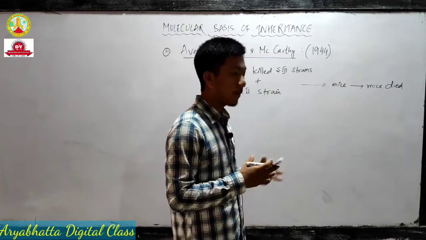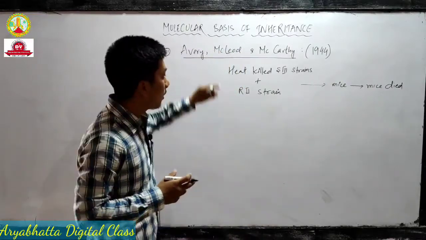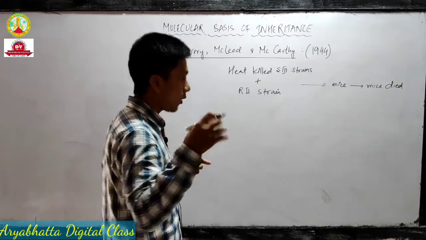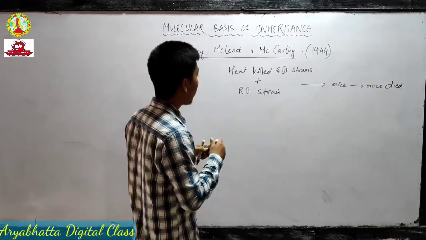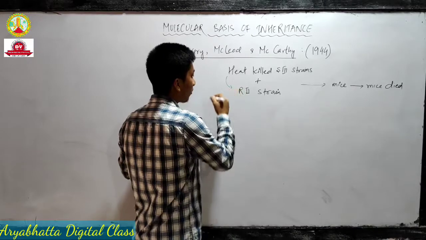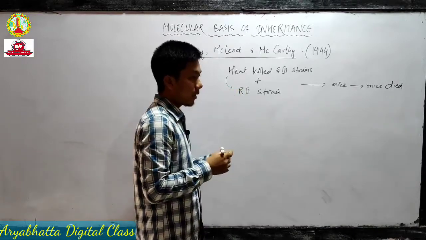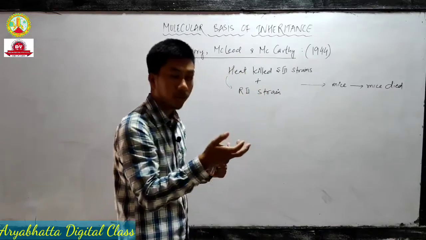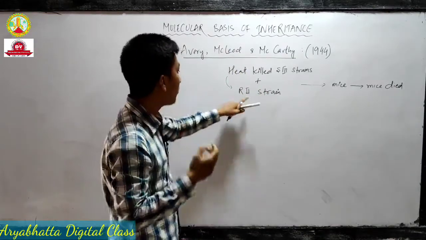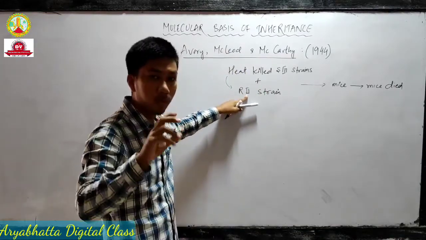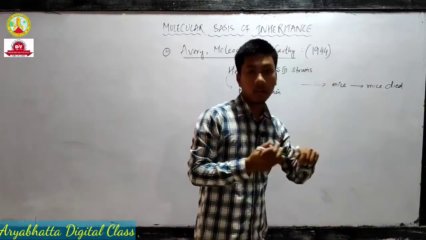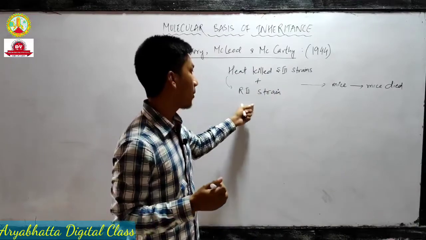So from that experiment, Griffith thought that the heat-killed S3 strain must have transferred something into the R2 strain and transformed R2, which was non-virulent, into virulent. As a result, the mice died. So that was the Griffith experiment.